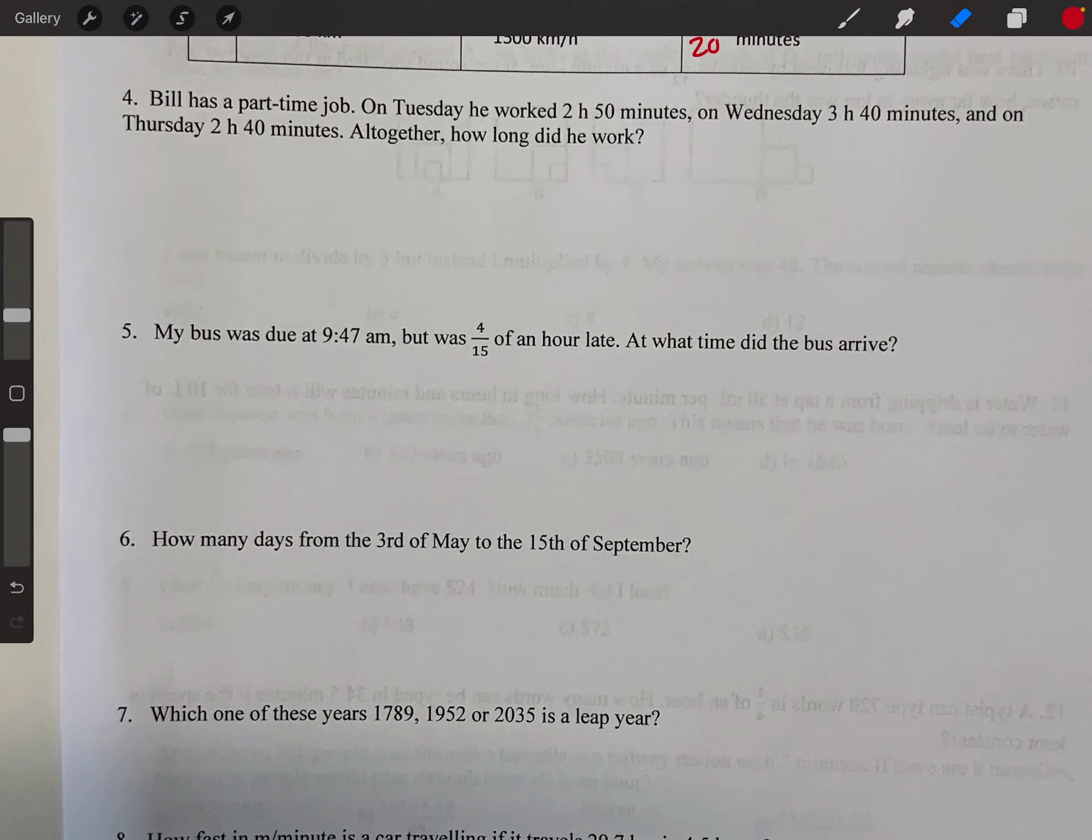Next one, Bill has a part-time job. On Tuesday he works this many hours and minutes, and on Wednesday and on Thursday and so on. Altogether, how long did he work? Okay, we're going to add them all up together. So 2 hours and 50 minutes, 3 hours and 40 minutes. You got, what else?